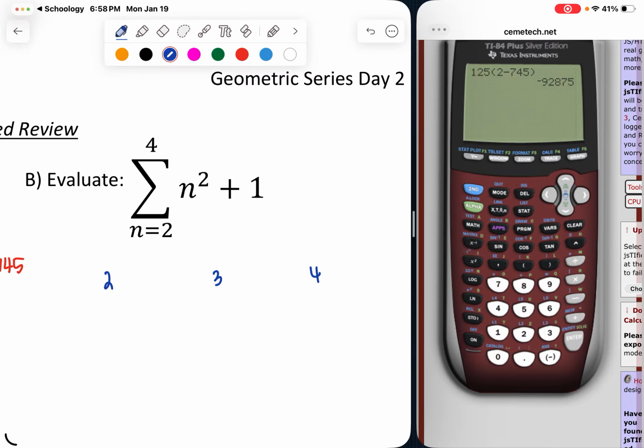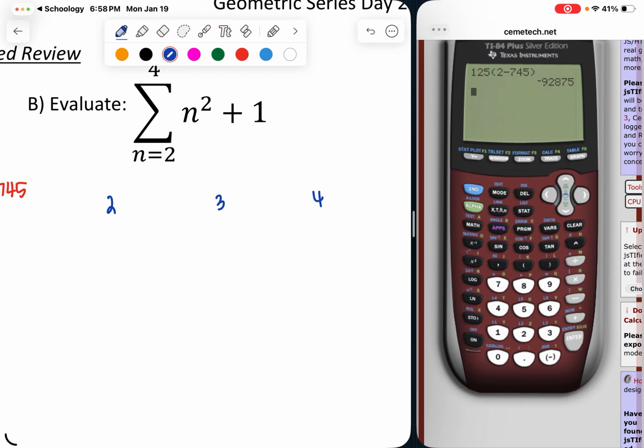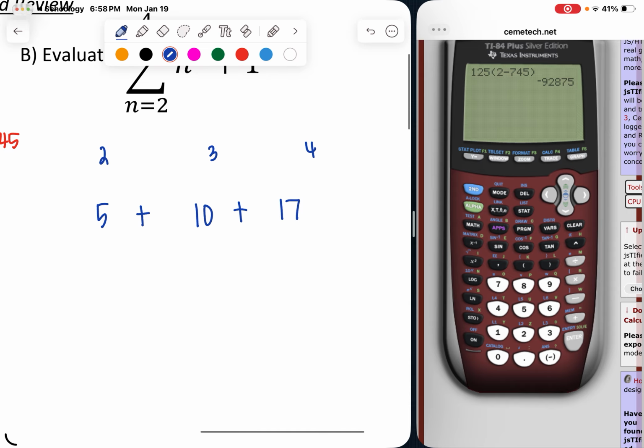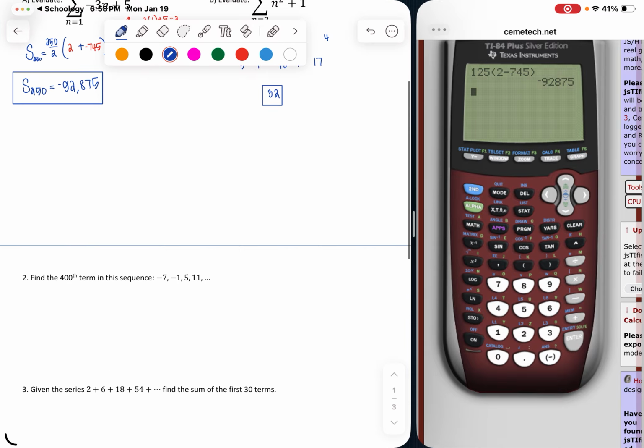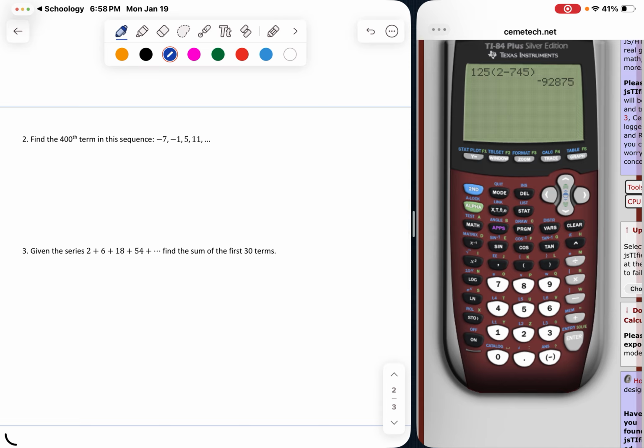Do you need to write that down? No, I do it so I don't get lost. Okay? All right, plugging in 2. 2 squared is 4. 4 plus 1 is 5. Plugging in 3, 9 plus 1 is 10. 16 plus 1 is 17. So that's 27 plus 5 is 32. Voila, mixed practice.